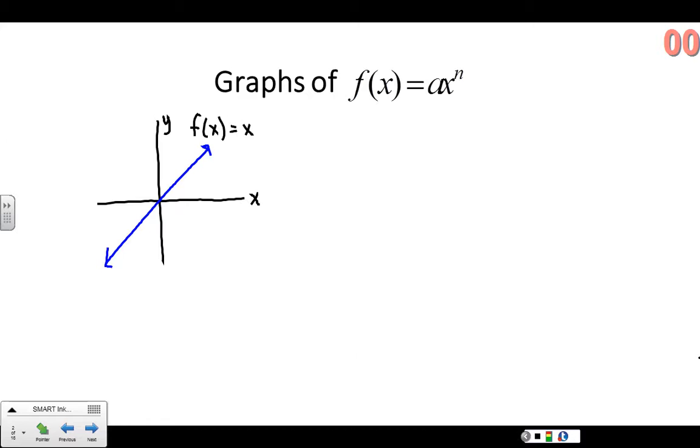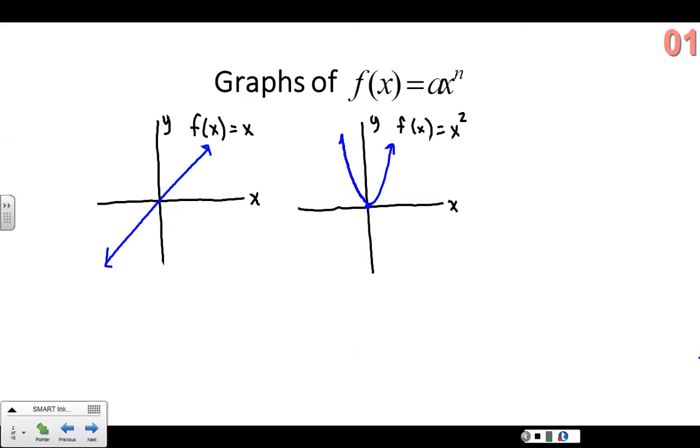Let's do another power. Let's just increase the power each time by 1. So if I said f of x equals x squared, 1x squared, we know that is the parabola. Okay, so it looks a little different. It's decreasing on one side, increasing on the other.